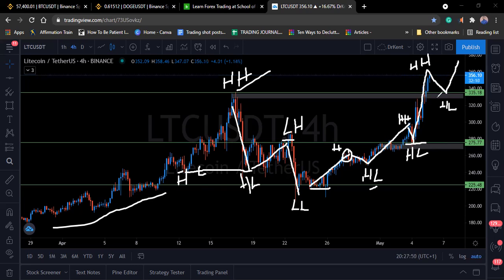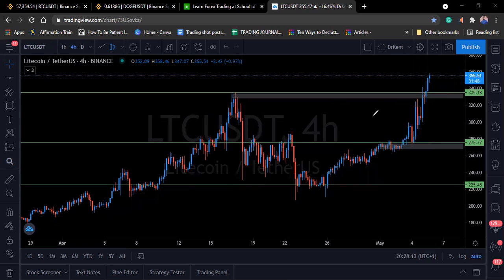Now in an uptrend, in a market that is strongly trending up, this is what you expect to be seeing: a series of higher highs and higher lows, going up. So as you keep having higher highs and higher lows, you keep breaking above resistance. This area was a resistance, broke above it. So you expect to keep breaking resistance.